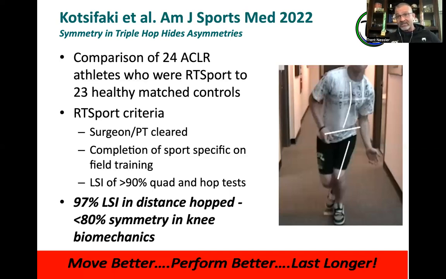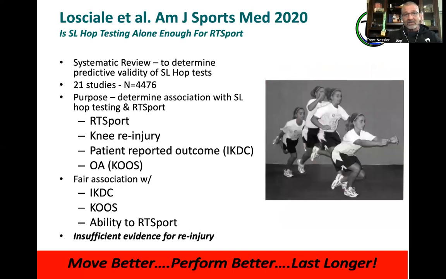So when we look at someone for a return to sport decision, it is based off of LSI and LQI, which therefore addresses this major issue that we've seen with a lot of these tests that we look at. So again, this was another study from 2022 looking at single leg hop testing alone. And unfortunately, what it found was that there was a fair association with performance of single leg hop symmetry and an IKDC, a KOOS, and ability to return to sport.